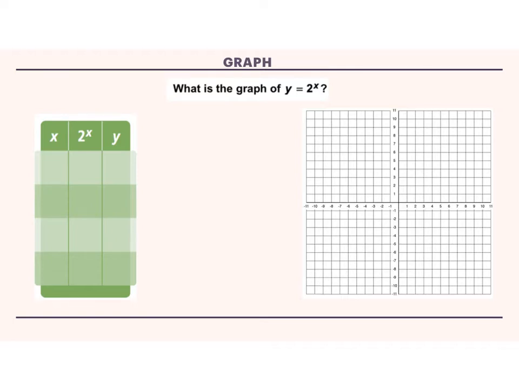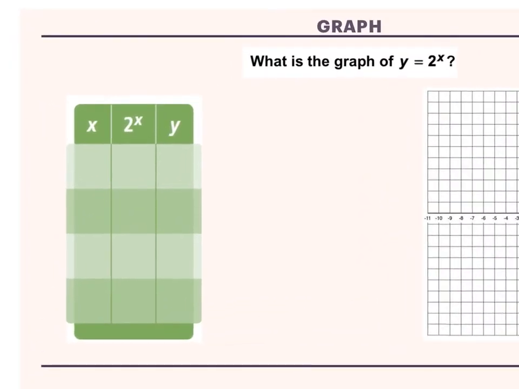Okay, now we get to the fun part, graphing. So what is the graph of y is equal to 2 raised to the x? Just like how we've graphed in the past, we're going to pick numbers for x, and we solve the equation, and we get numbers for y, and we just put those on our graph. The numbers that we're always going to pick for x are going to be -1, 0, 1, and 2.